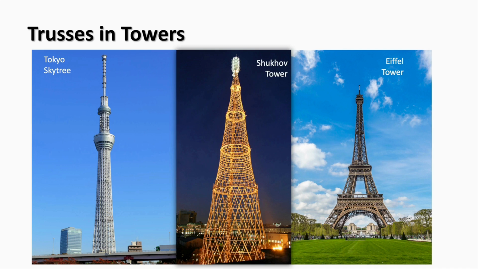And the famous Eiffel Tower is an iron truss masterpiece that uses a network of crisscrossing beams to distribute weight efficiently and withstand strong winds. Its structural ingenuity not only enabled its towering height at the time of construction, but also ensured its longevity as a global landmark. As we can see here, trusses in towers can be planar, as some trusses in the Eiffel Tower, or spatial, that is, following curved surfaces, such as in the case of the Tokyo Skytree and Shukov Towers.